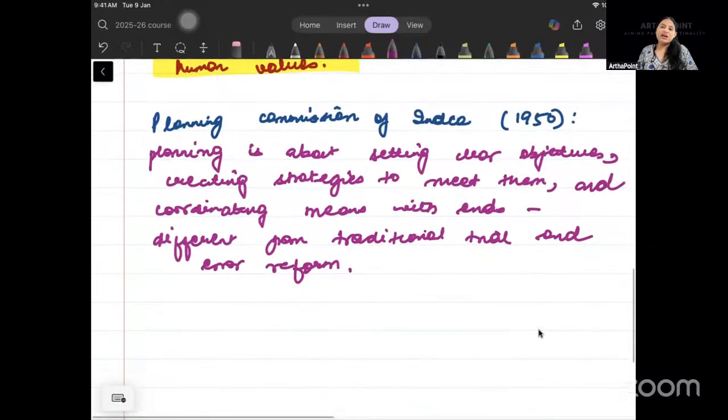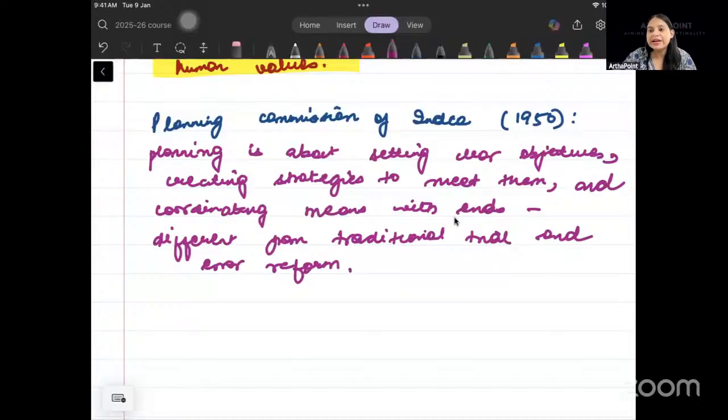So earlier what used to happen is that there was a trial and error system. Trial and error means we will try something, if it is successful, good enough, if it is not successful, then we can go ahead and make changes accordingly. Whatever error we had committed, we can make choices accordingly, right? So that was a trial and error system that we were following earlier.